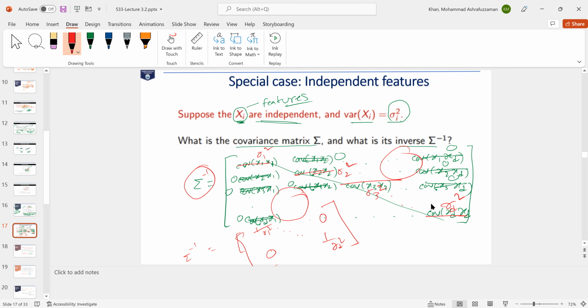No, we get only the variance values. So the covariance between a variable with itself is basically the variance. We'll have variance values, but covariance will be 0 because they're independent. If two random variables are independent, their covariance becomes 0.